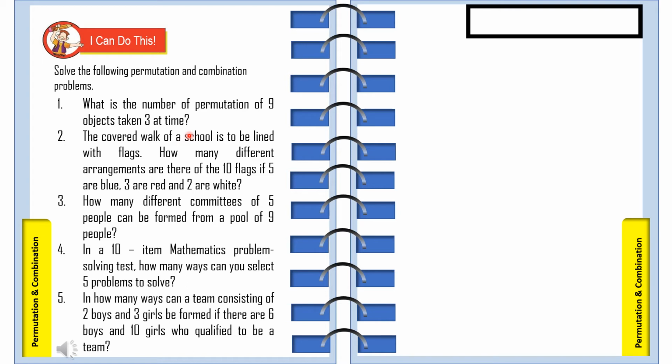So, let's see. You'll be given 2 minutes to answer these 5 problems under permutation and combination. Now, if you think 2 minutes is too fast, you can pause this video and then play it again once you have answered them all, for more thrill. To test if you really know how to compute and solve problems involving permutation and combination. So again, this is for 2 minutes for problem solving.